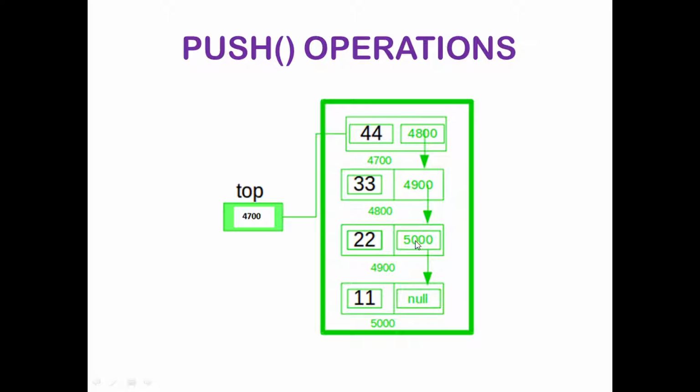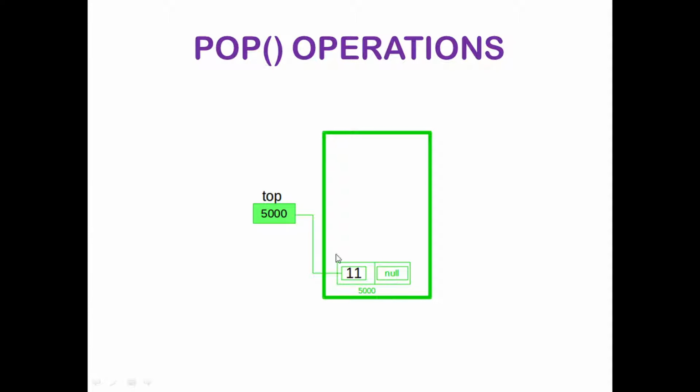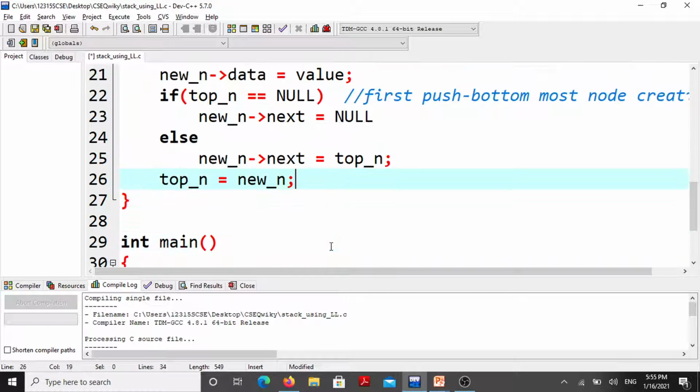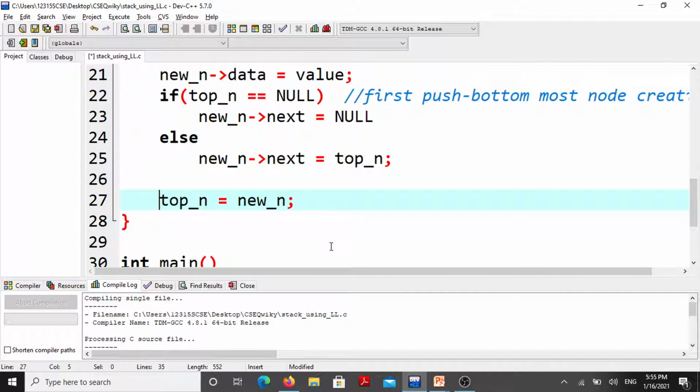This storage of 5000 is this one. Top is pointing to 5000, the new node is here, and the new node's next is now storing 5000. That means this link is established. After establishing the link, we have to make the top point to this one, that is 4900. That is why we are doing this outside. Only one line belongs to the if and else, so this is a common one.